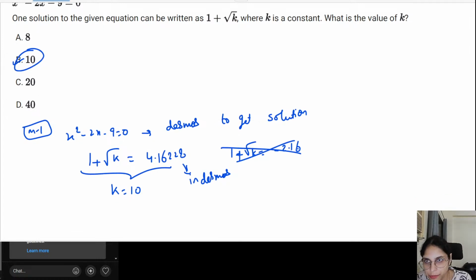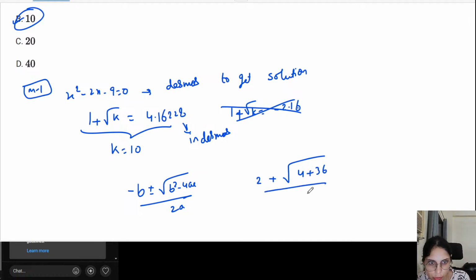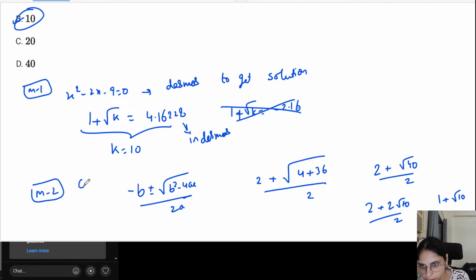Of course, you can also apply the quadratic formula. Negative b plus minus square root of b squared minus 4ac over 2a. We want plus, so I'll take plus. 4 plus 9 times 4 is 36 over 2. So 2 plus square root 40 over 2. 2 plus 2 square root 10 over 2. 1 plus square root 10. So the value of k is 10.